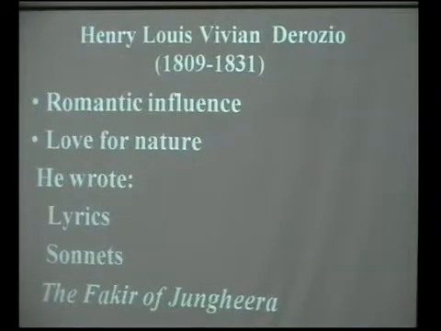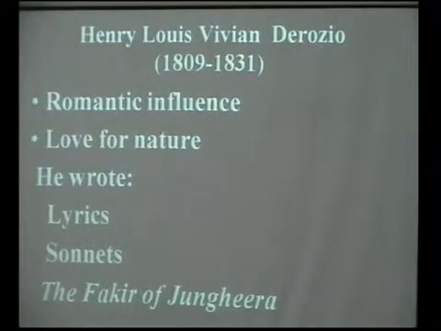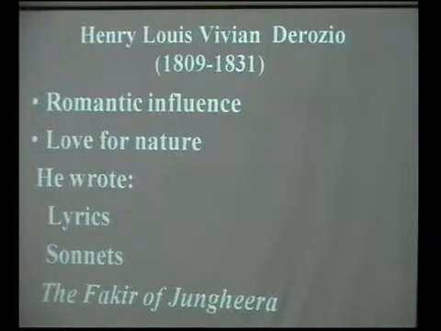Henry Derozio is also a well-known name. His poems are read even today. His works are marked by a romantic feeling coupled with a deep love for nature. The nature of his works is lyric poetry and also sonnets. He is also known for a novel called The Fakir of Jangira, which is a very graphic description of life and society in the pre-independence era.